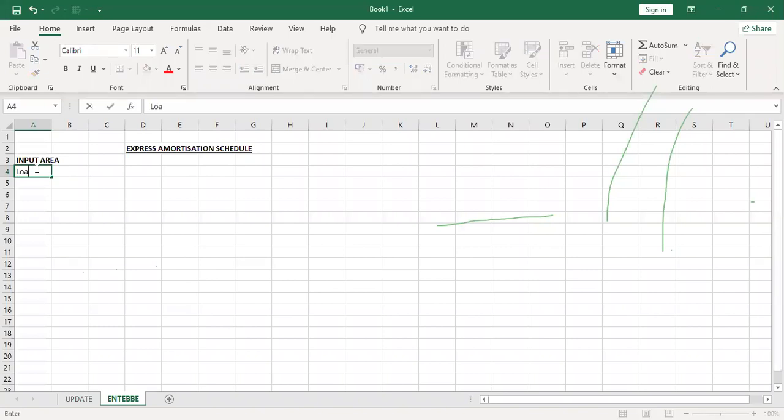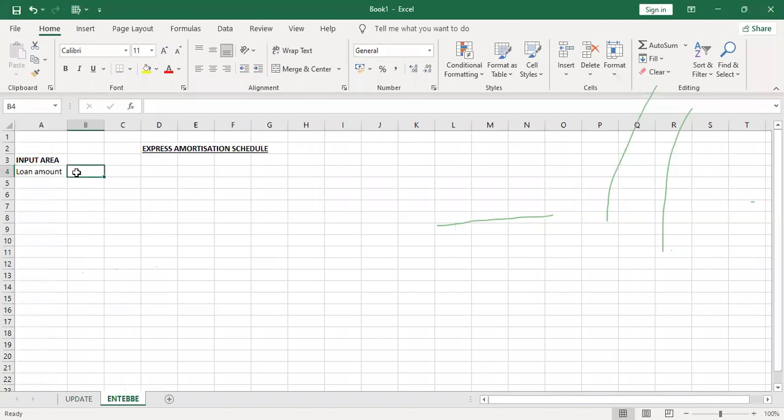We have the loan amount. In cell A4, below the word input area, type the loan amount. Now, how much is my loan amount? 123 million. That was the project cost, not so?